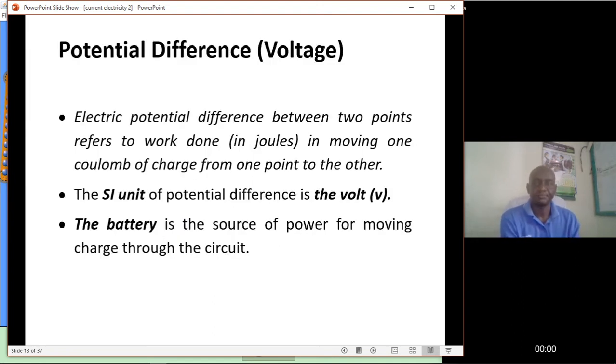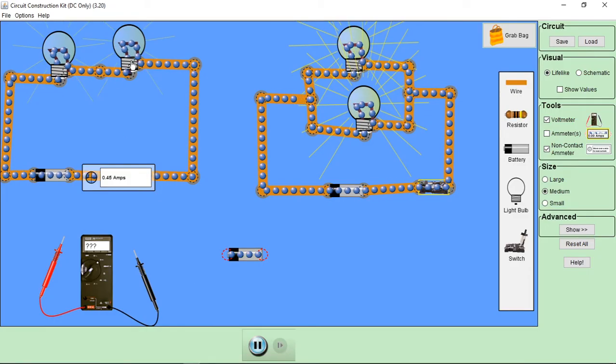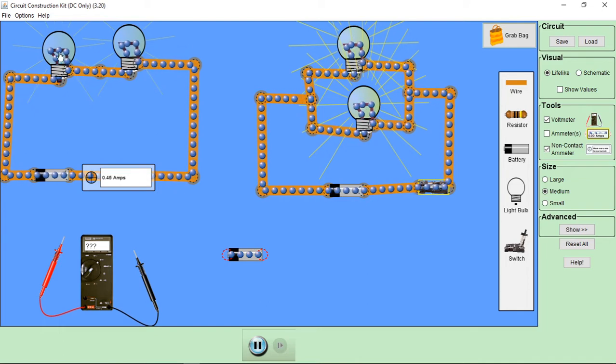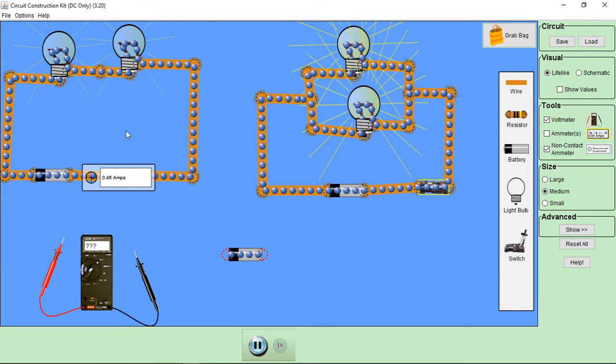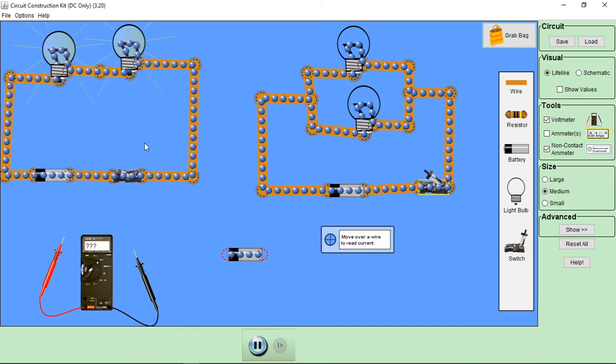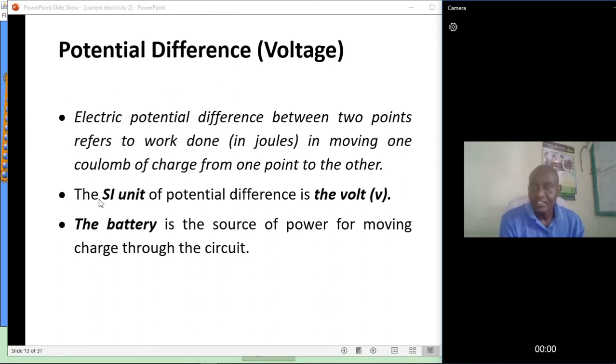Potential difference, voltage. Electric potential difference between 2 points refers to the work done in moving a unit charge from one point to another. Work done in moving this charge from here up to here, work done in moving a unit charge from one point to another, is what we are calling potential difference. And we are saying that the unit of measurement for potential difference is the volt.